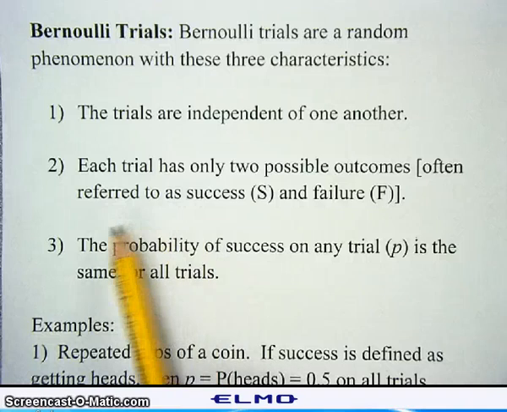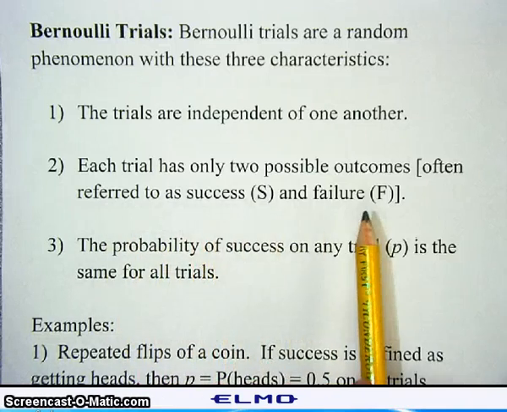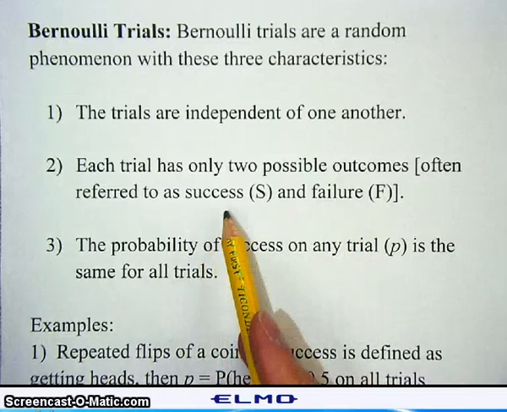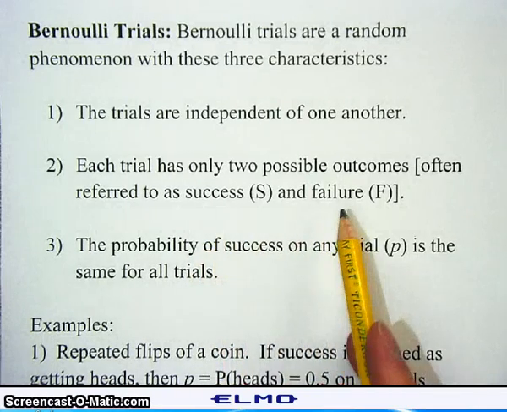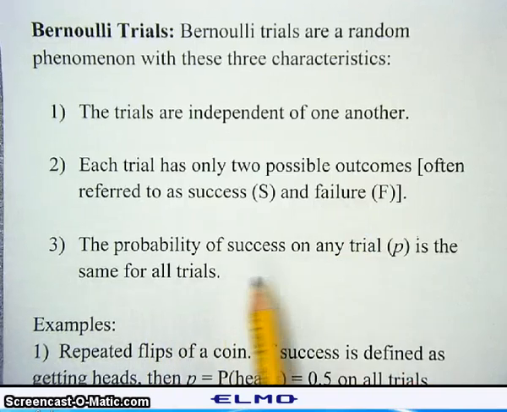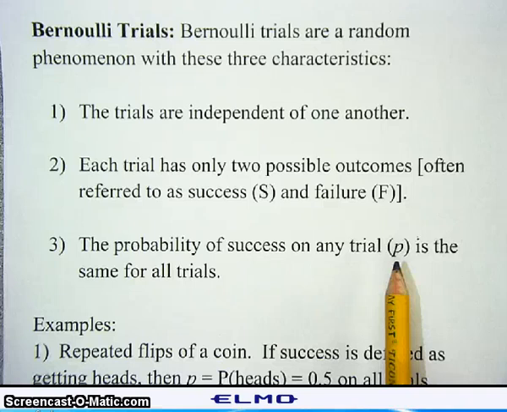Now, oftentimes people refer to these outcomes as success and failure, but you should not take these terms literally. Success could be any outcome that we're interested in, and failure could be the other outcome. The probability of success on any trial, which we abbreviate with a lowercase letter p, is the same for all trials. So those are the three characteristics of Bernoulli trials.